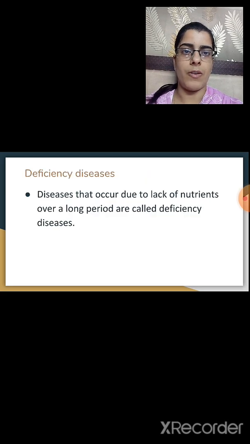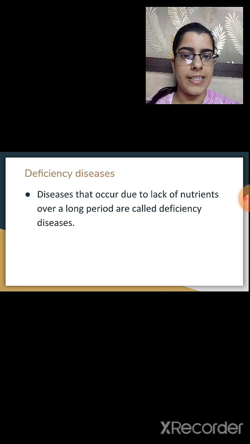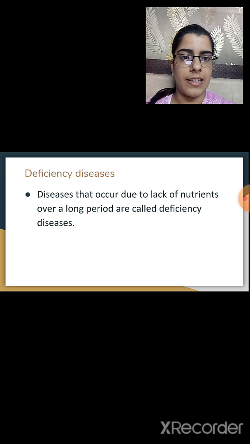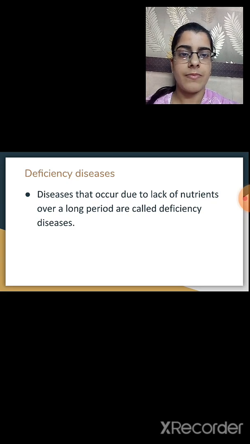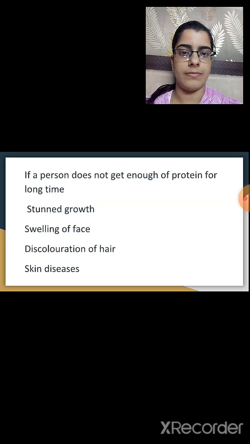Now we will study about deficiency diseases. What are deficiency diseases? Diseases that occur due to the lack of nutrients over a long period are called deficiency diseases. Due to the lack of nutrients, some diseases occur in our body. Such diseases are known as deficiency diseases.